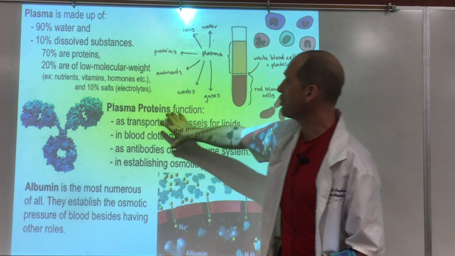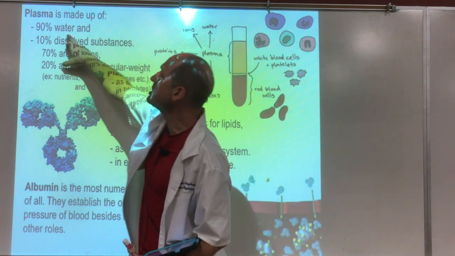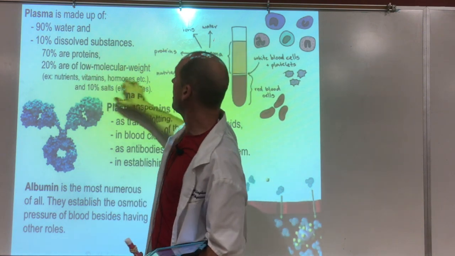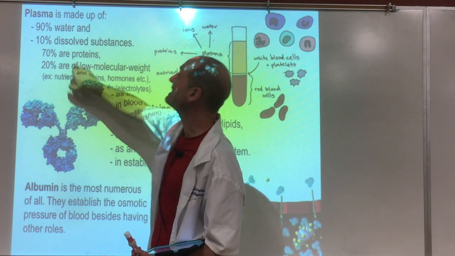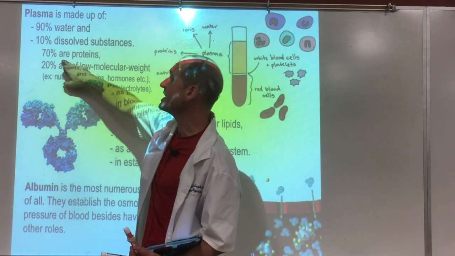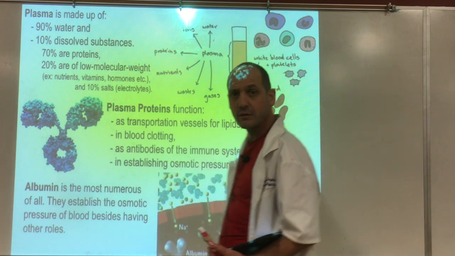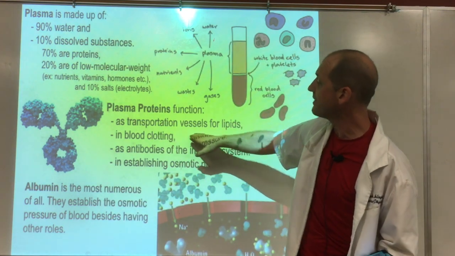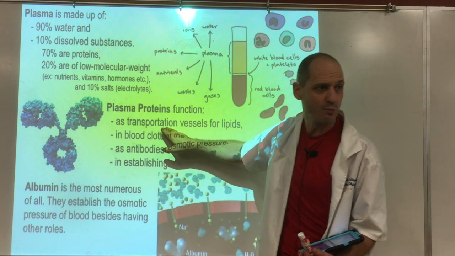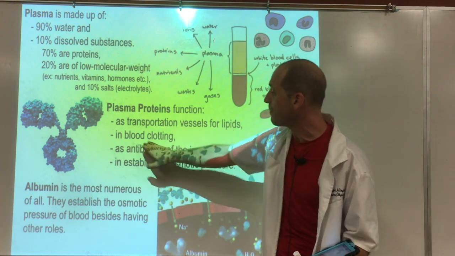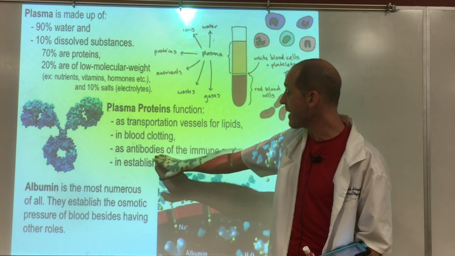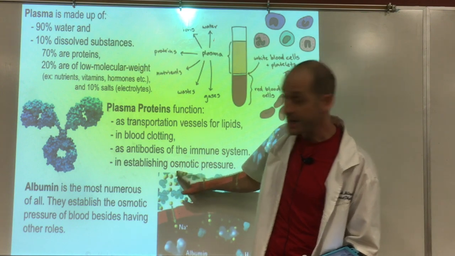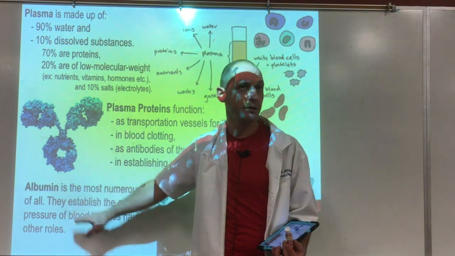So there are many functions of proteins. You look at the whole plasma, mostly it's water. Some of it is just regular stuff like nutrients, vitamins, hormones, and then you have a bunch of proteins, about 7% of the whole thing. We have LDLs and HDLs, transporting lipid stuff. We have blood clotting proteins in there. And we have antibodies for the immune system. But then we have that osmotic pressure, and albumin is the one that does that.